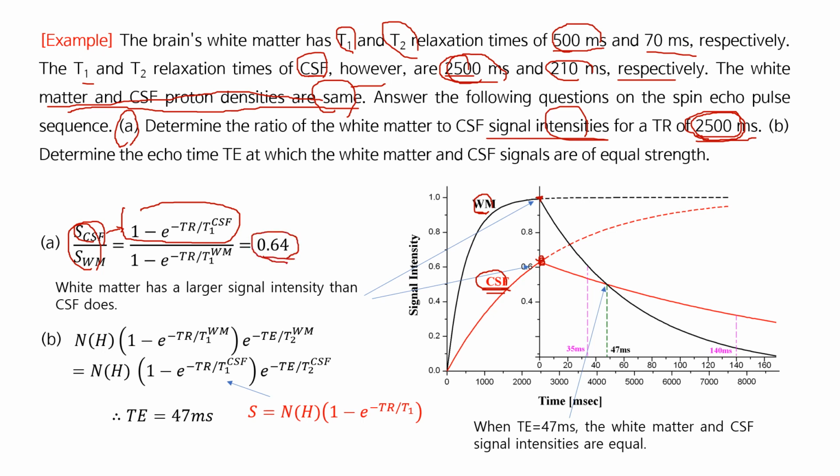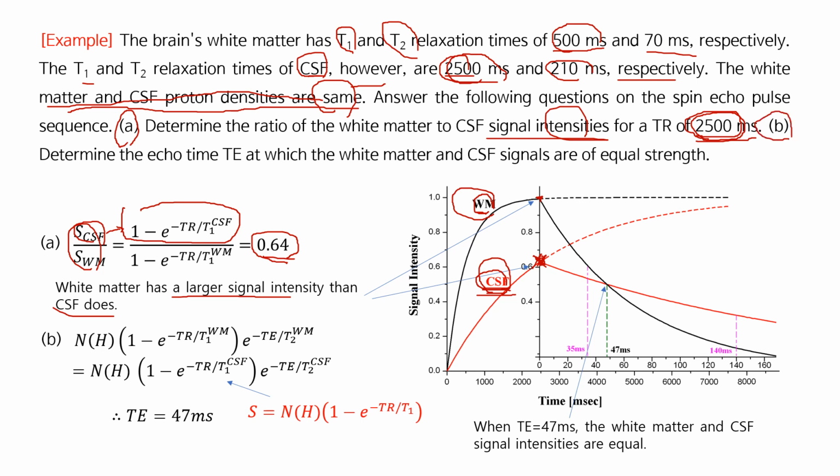So white matter has a larger signal intensity than CSF does, because the T1 relaxation time of CSF is longer than that of white matter, so it takes more time for the longitudinal magnetization to recover. So CSF has a smaller longitudinal magnetization. Next question, B.